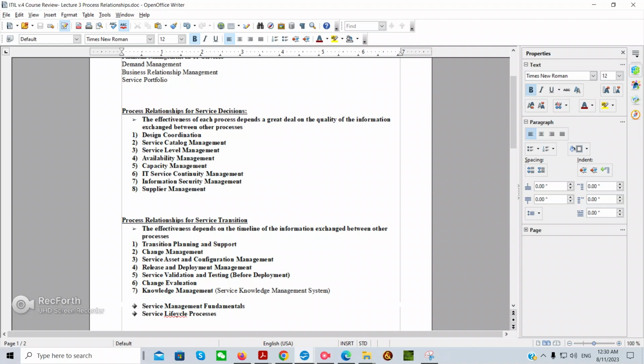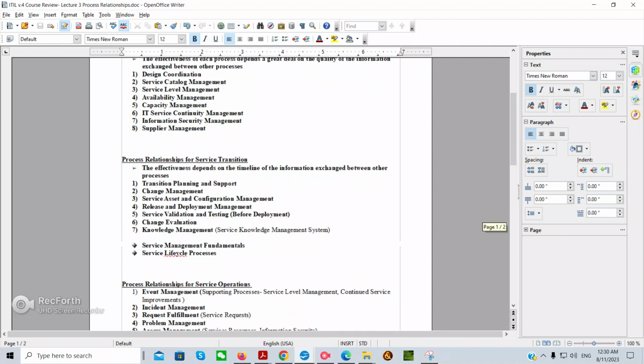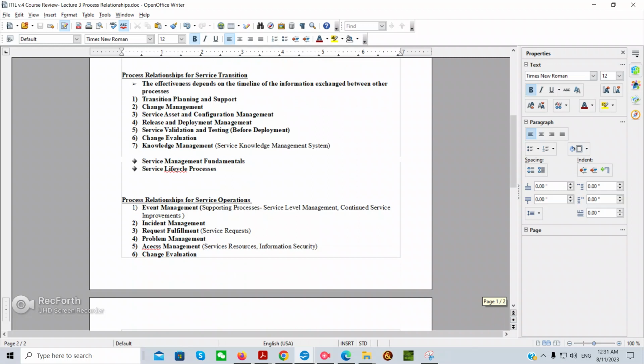That is the service knowledge management system. You might see it as SKMS. That's what SKMS stands for, which is Service Knowledge Management System. Keep in mind we've got 2 things to consider: the service management fundamentals and the service lifecycle processes.